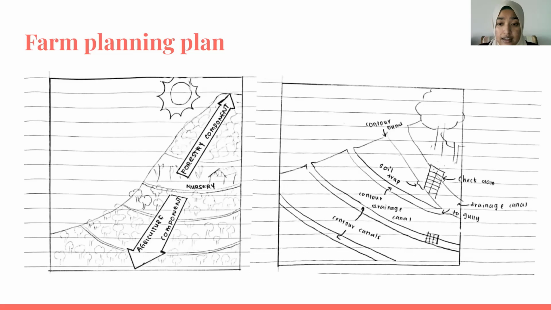On the right side, as we can see here, this is our planning on how to do the drainage, how to make the irrigation smooth in our agricultural area, even during the less rainy season.